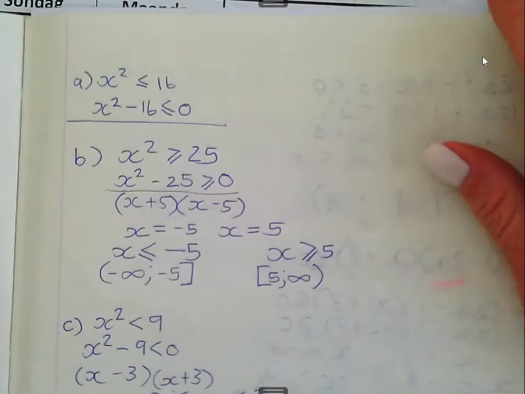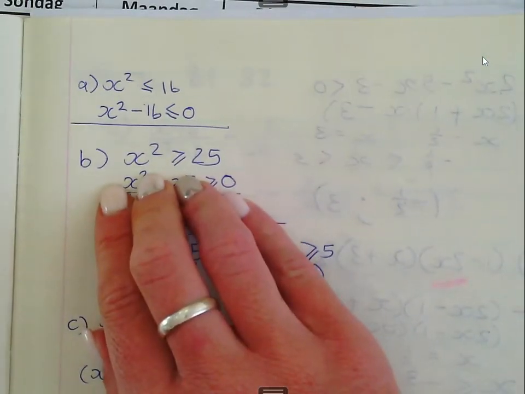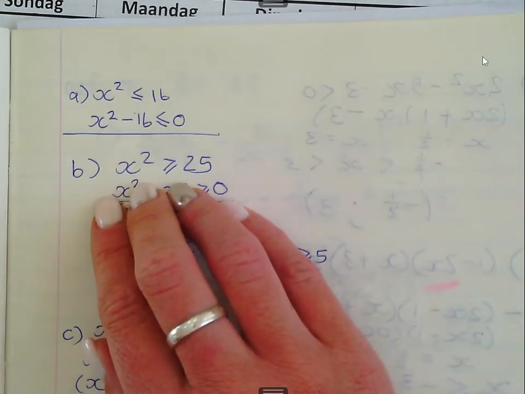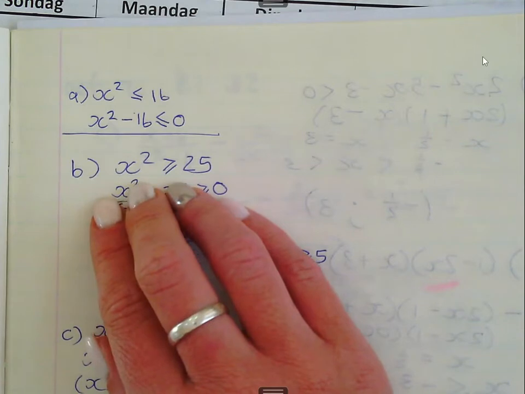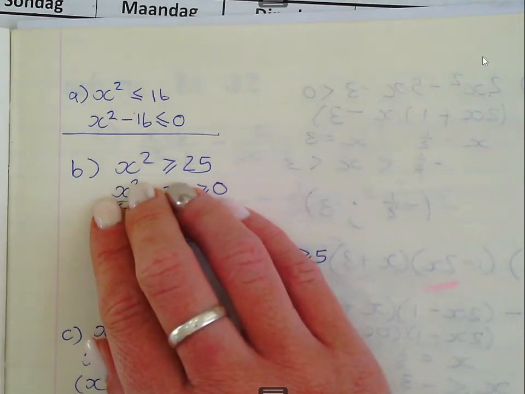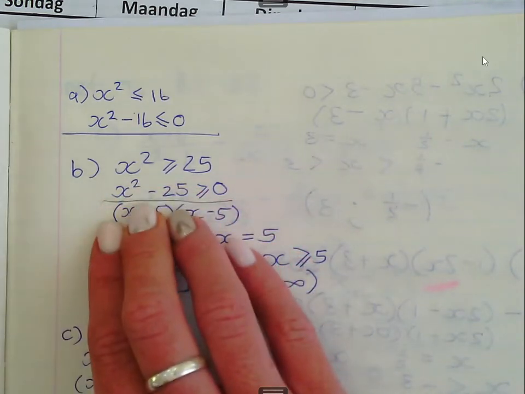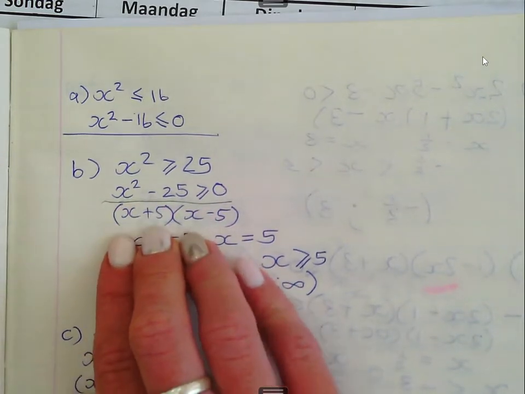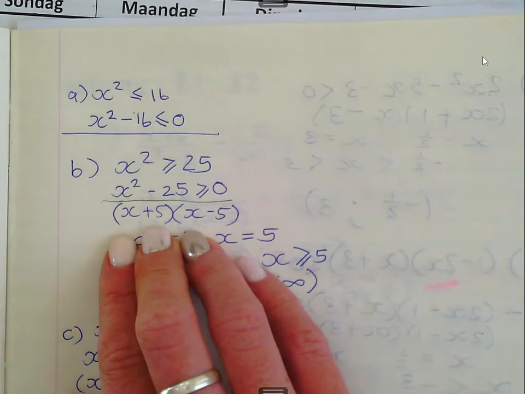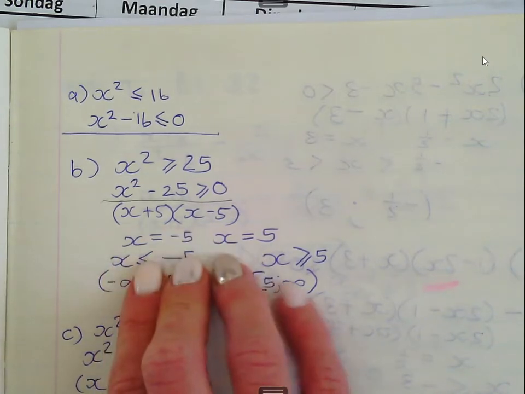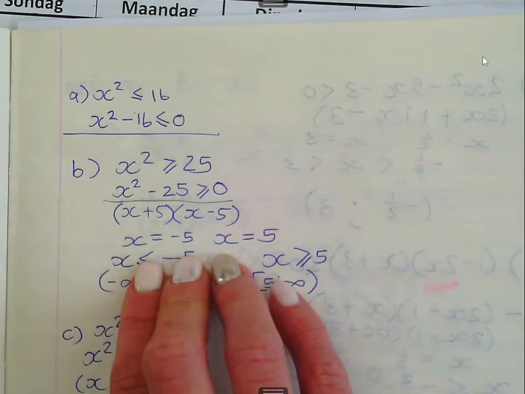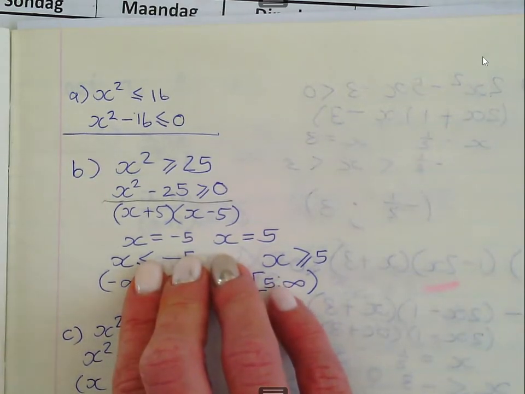Alright, the first one there, please remember, when you have an x squared, we need to get everything on the same side and 0 on the other side in order for us to factorize. So I took the 25 over, and then I see it's the difference of two squares. I get my two answers in the brackets, plus 5 minus 5. Those give me my 0 points. Remember, we look at the function just before we factorize. That will be the standard form.